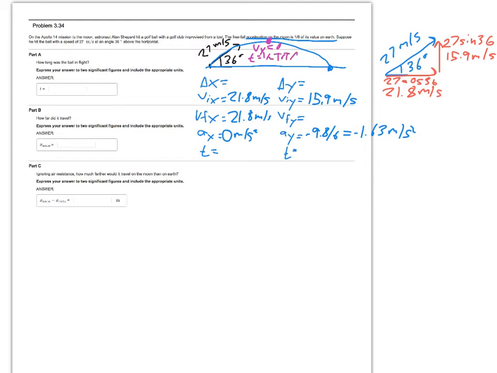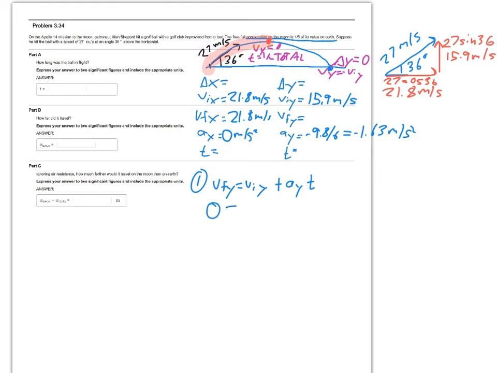So those are two concepts that I could use. I also could use the fact that when it returns to the ground, my delta y is 0 and my Vy is just the negative of my initial. It doesn't really matter what you use. In this case, I'm just going to use the time going up to the peak, but you could, of course, use the total time.